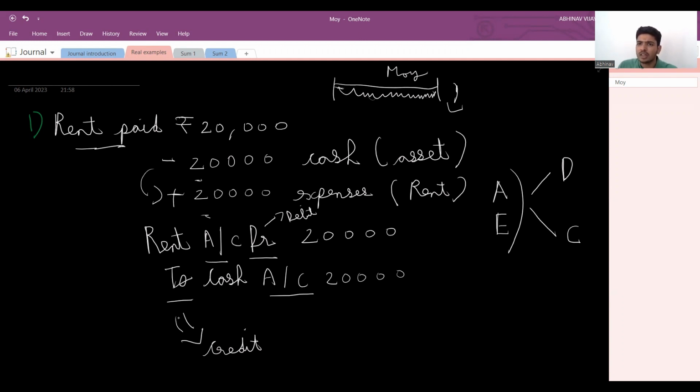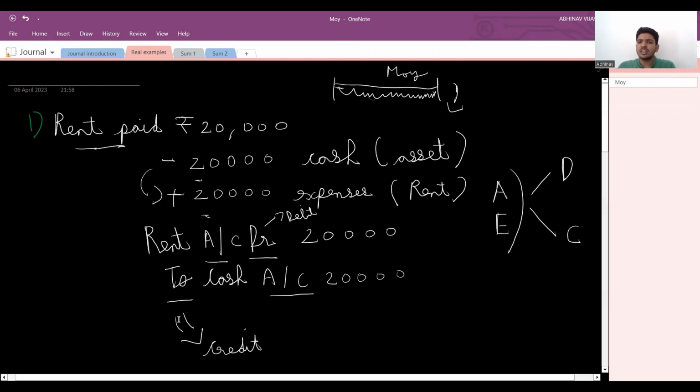This is the normal format. The concept I taught you, you now learn the format also. Why should we give examiners the reason to even cut 1 mark? Write this format perfectly. So, whenever you have to write a debit entry.